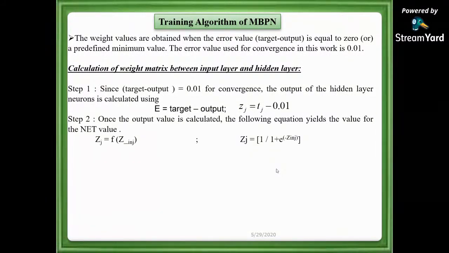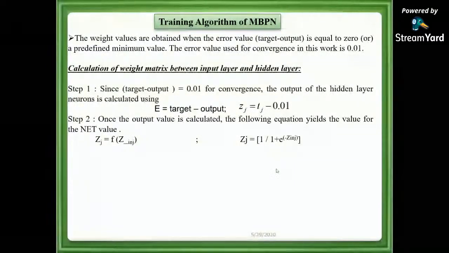Right? So what is the function? If you do not know the function, you will not be able to do this. The activation function used in our BPN is the sigmoidal activation function. The formula for the sigmoidal function is 1 by 1 plus e power minus input. Right? That you have to note down in your scribbling pad, where our input here corresponds to Z in J. Right? So ZJ is equal to 1 by 1 plus e power minus Z in J.